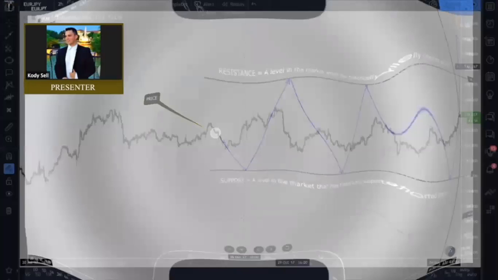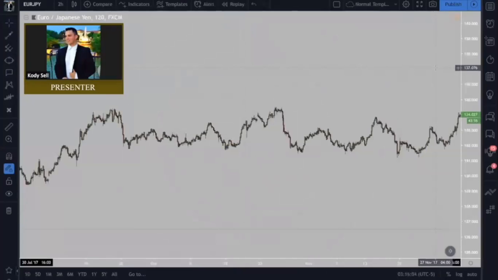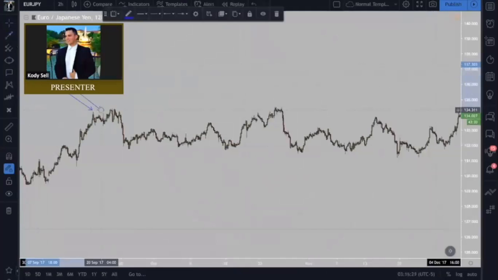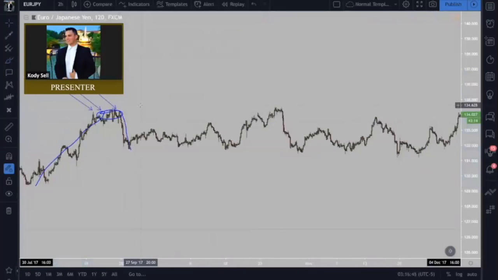All right, so now we're back on Euro JPY. We're going to look at applying that information to the real charts. So let's start off over here on the left-hand side of the chart and take a look. Do you notice how over here we have a peak in the market? So we were rising over here all the way up into this area, and then we began to fall. That's a peak in the market. Price came up to this point and rejected several times.